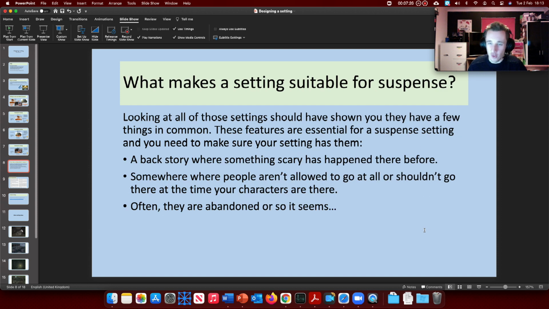Okay, so what makes a suitable setting for suspense? Because you can't just pick anything, you've got to pick one that has the potential to be scary. So you need, as I said, a backstory where something scary has happened before, or something sinister, or something a bit weird. Somewhere where people aren't allowed to go is normally good, or shouldn't go there at the time your characters are there. Or maybe it's just somewhere that people don't go. Even if they're allowed to go there, like the shop in Alma, they just choose not to, for whatever reason.